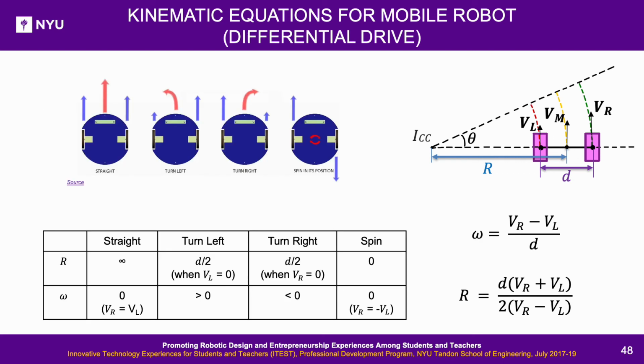Using the formulas derived in the previous slide, these are the different cases of the values of the turning rate and the turning radius of the robot, for the robot to go straight, turn left, turn right and to spin at one spot. Try to calculate these values on your own, for better understanding of the concept.